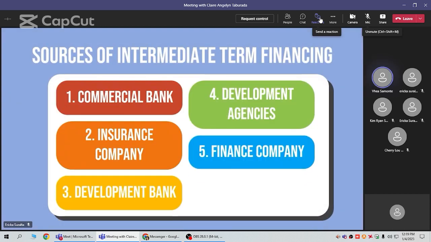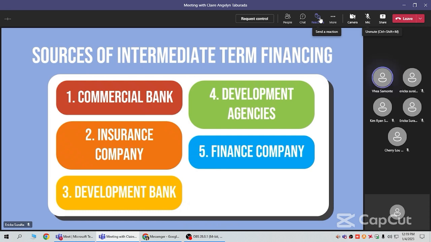Commercial bank. The principal sources of intermediate term financing in Bangladesh are commercial banks. Commercial banks offer loans from the public's deposit capital. Commercial banks cannot give long term loans because their money may be withdrawn by the depositors at any time.